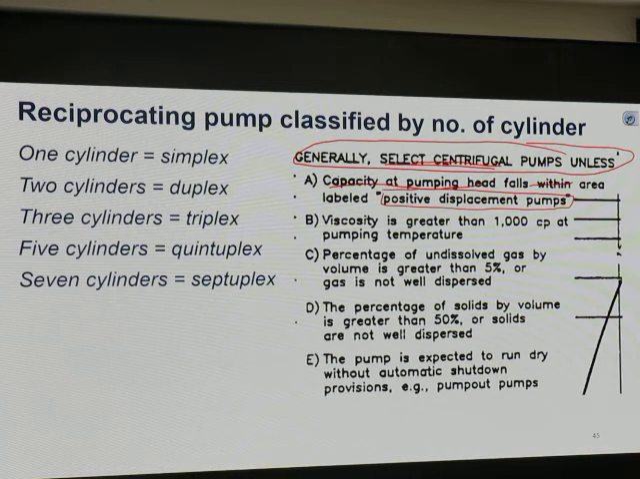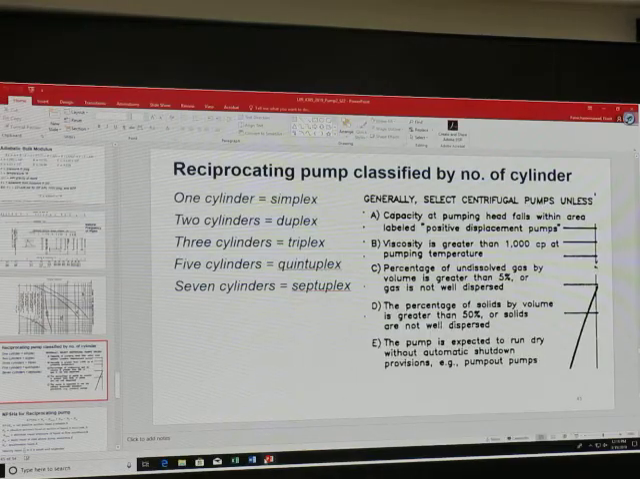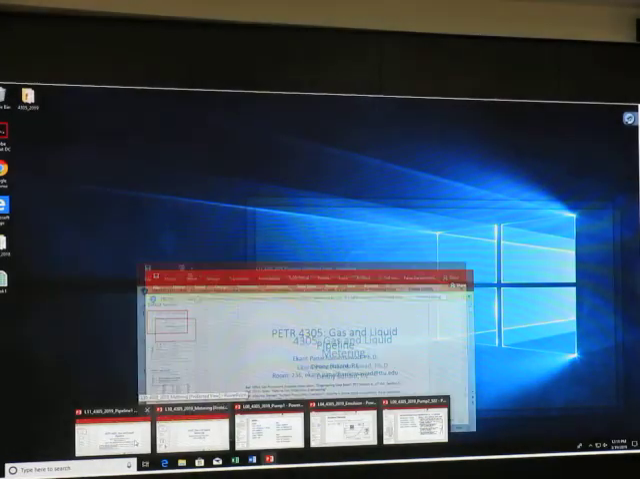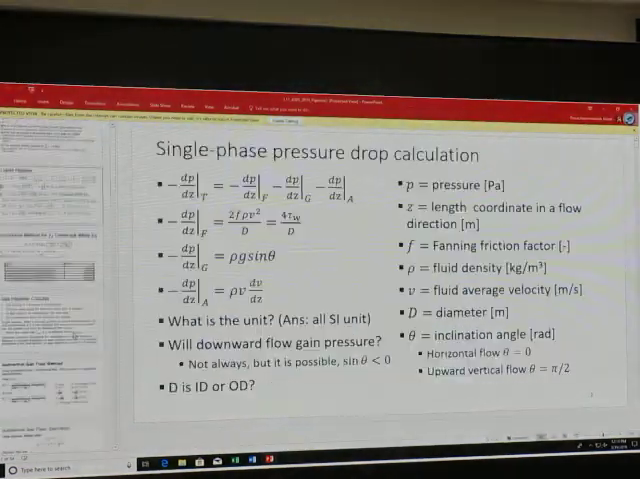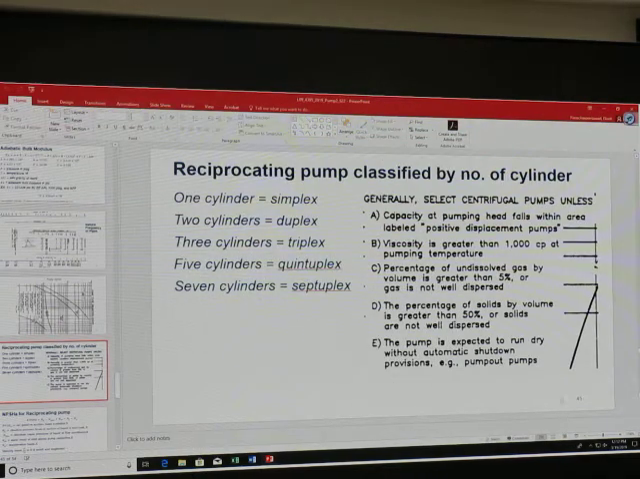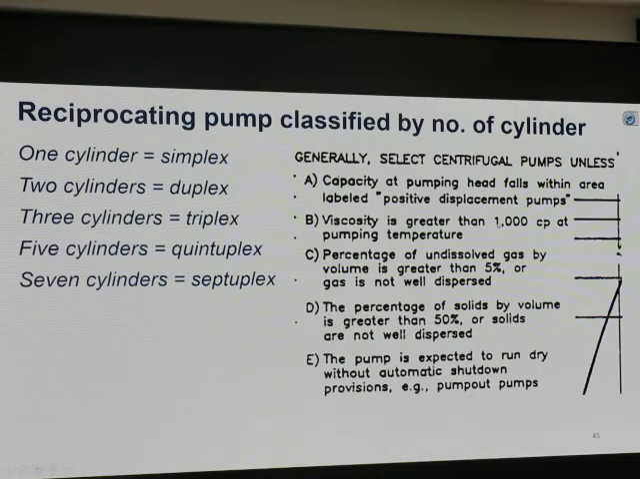What does it mean? You use this chart. Okay, this is pump one. Basically, there's a pump chart that tells us in this region we should use a positive displacement pump. If the viscosity is greater than 1000 centipoise at the pumping temperature, we should use a reciprocating pump. If the percentage of undissolved gas by volume is greater than 5% and the gas is not well dispersed. The percentage of solids by volume is greater than that and the solids are not well dispersed. The pump is expected to run dry without automatic shutdown provision. So I think that is for selecting centrifugal pumps.